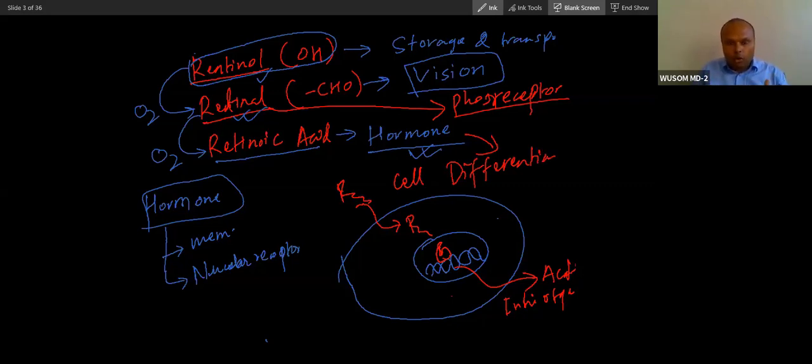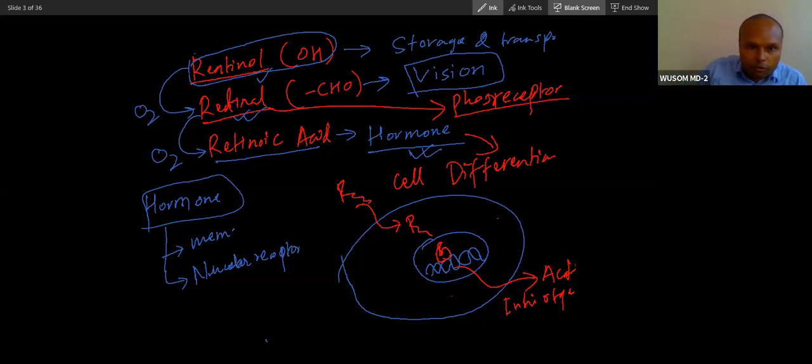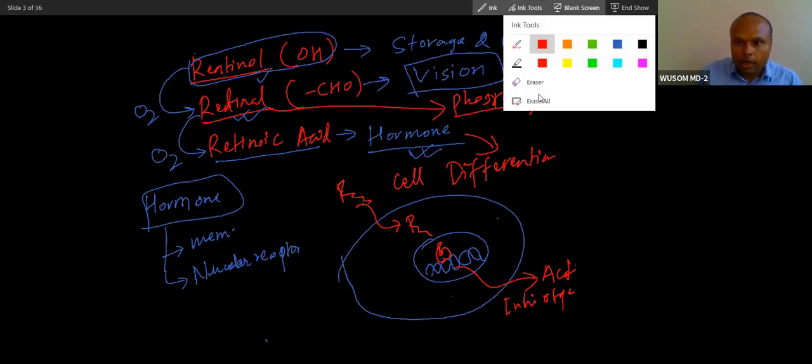Now, did you understand the role of these three: retinol, retinal, and retinoic acid? Yes, sir. If you understood the functions of these three forms of vitamin A, then you have understood vitamin A. This is the most important part of vitamin A. So we will talk about the deficiency. You will easily understand deficiency, and you might know it also.